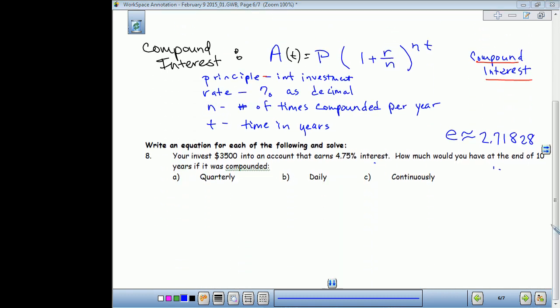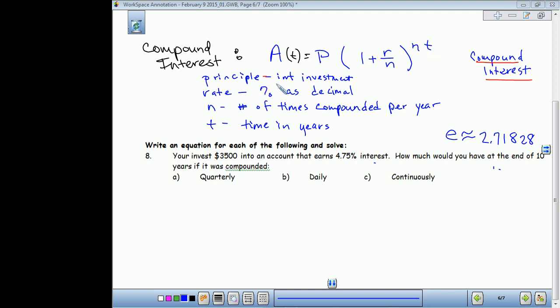All right. The next thing we're reviewing, guys, is compound interest. You guys already know the compound interest formula. A of t is equal to P, which stands for the principal, times 1 plus rate divided by the number of times it's compounded, raised to the number of times it's compounded times the time in years.